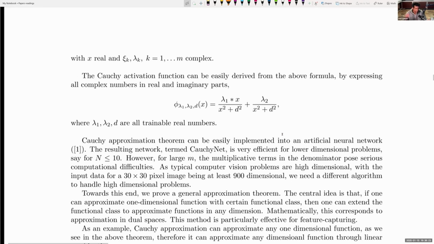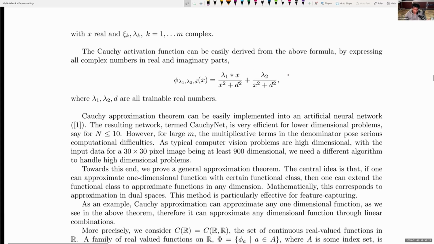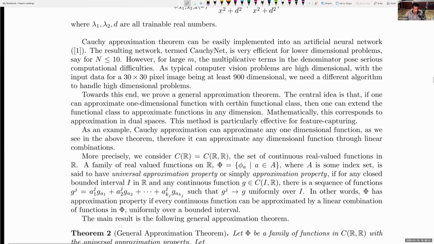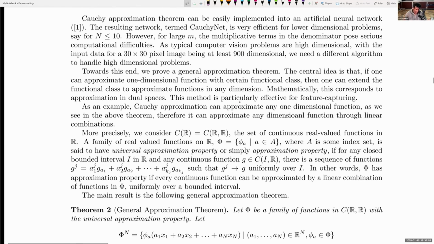Okay, so after some simplification and then taking out just the real parts, you will basically end up with this function. Now, what they're saying is this function can do a good approximation of any continuous 1-dimensional function pretty well, for some choice of lambda 1, lambda 2, and d. Now, what do you do for n dimensions?